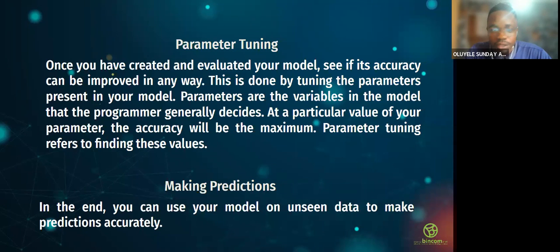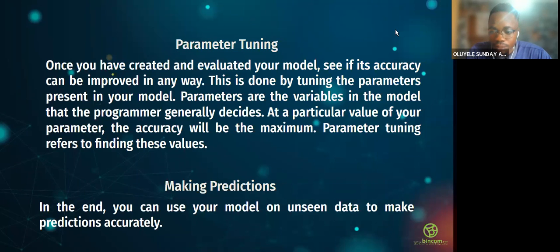So this is done by tuning the parameters present in the model. Parameters are the variables in the model that the programmer generally decides. For a particular value of your parameter, the accuracy will be at the maximum. Parameter tuning refers to finding this value. So you are trying to look for the particular point for your model to be at the maximum accuracy.